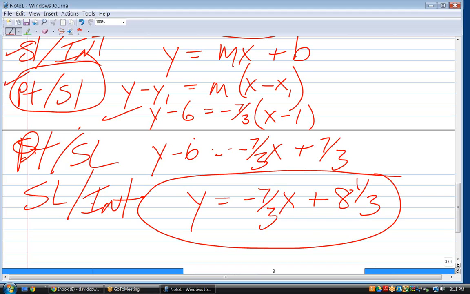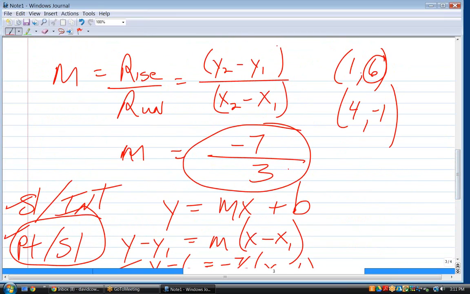Slope-intercept and point-slope. And you use whichever one fits the information you have. In other words, in this case, we have a slope and we have a point. So let's use point-slope format. If they would have given us the y-intercept and a slope, then we would have used this format.